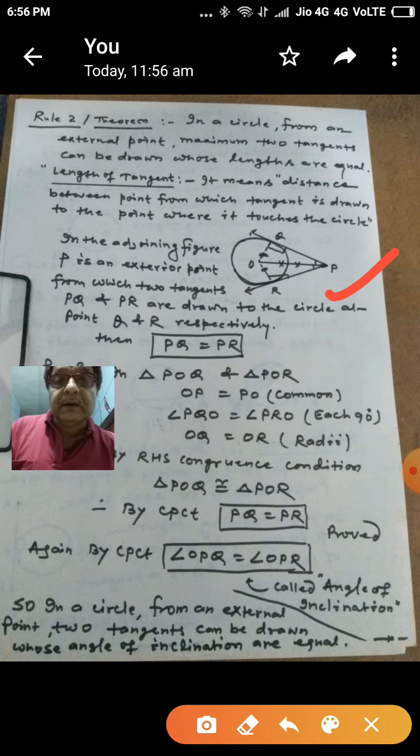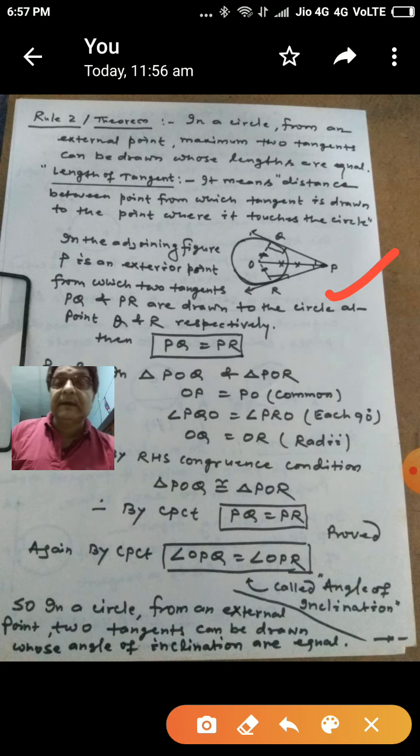at points Q and R respectively. So the first part of this rule, this theorem, is that in a circle from an external point, we can draw maximum two tangents whose lengths are equal. That is, length of tangent means the distance between the point from which the tangent is drawn to the point where it touches the circle. So the lengths of these two tangents are equal. That is, PQ equal to PR. This is a very important result related to tangent.